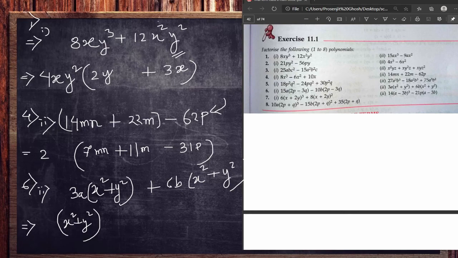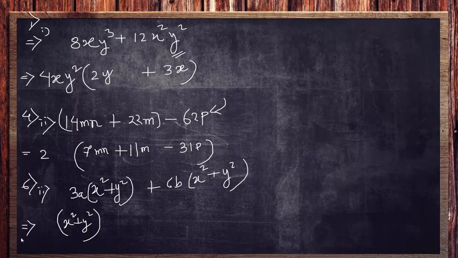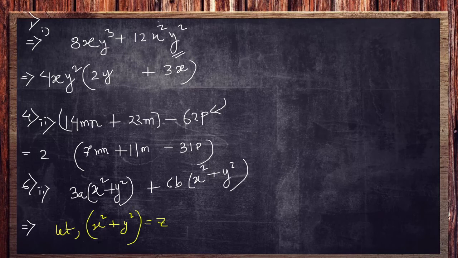Okay, let's make this even simpler. Let me hide this one. So first of all, what you have to do? I told you about the numbers. But before that, just trust me, let x square plus y square equal z. I'm just assuming it. So what should your expression be now? 3az plus, sorry, the plus is overlapped over here, no issue with that, 3az plus 6bz. I'm just replacing x square plus y square with z.